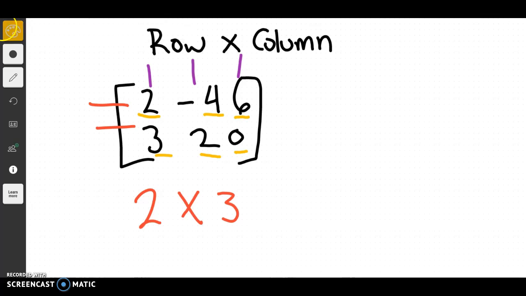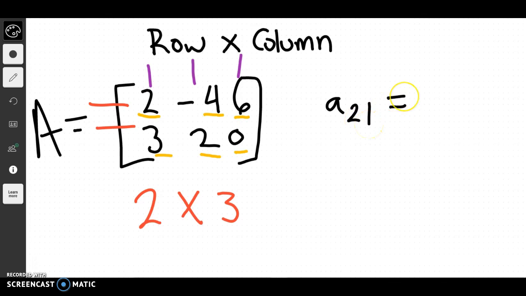So let's say this is matrix A. I might ask a question like, if this is matrix A, what is the element 2, 1? Again, matrices are always rows, then columns. So I'd go to row 2, which is right here, and column 1. So that would be 3.